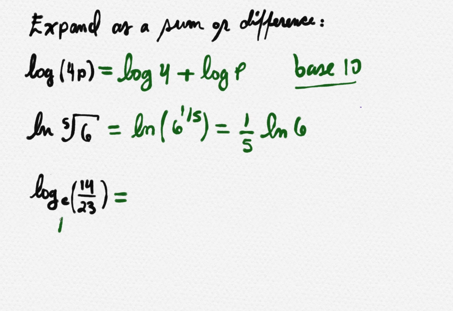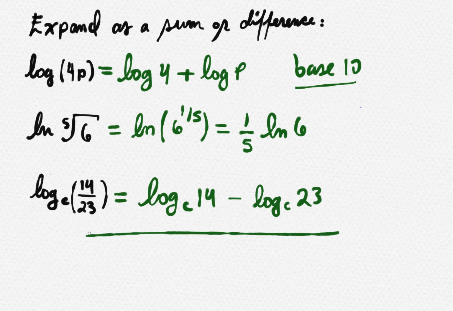This one right here, we're just given a base of c, and we're going to use the quotient property on this. It's going to be log base c of 14 minus log base c of 23.